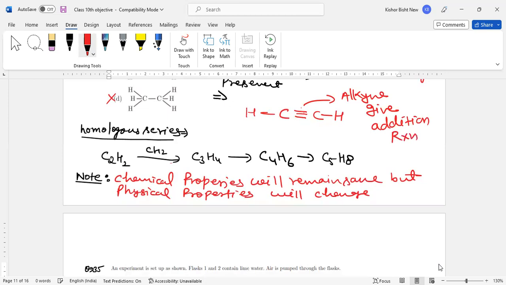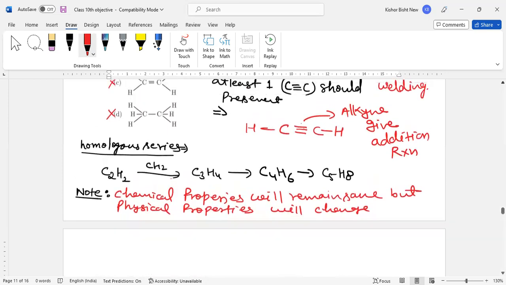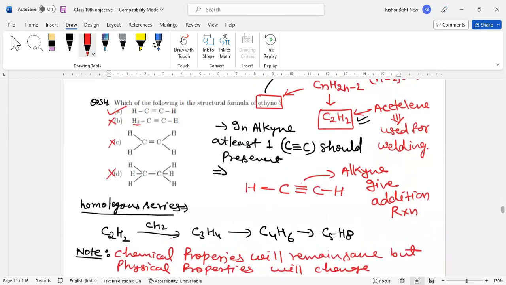So these are the main important points which will help you whenever you study alkynes. First thing, what is the general formula? The general formula is CnH2n minus 2, starting from n equal to 2. Second thing, it is also called acetylene. Acetylene gas is used for welding.